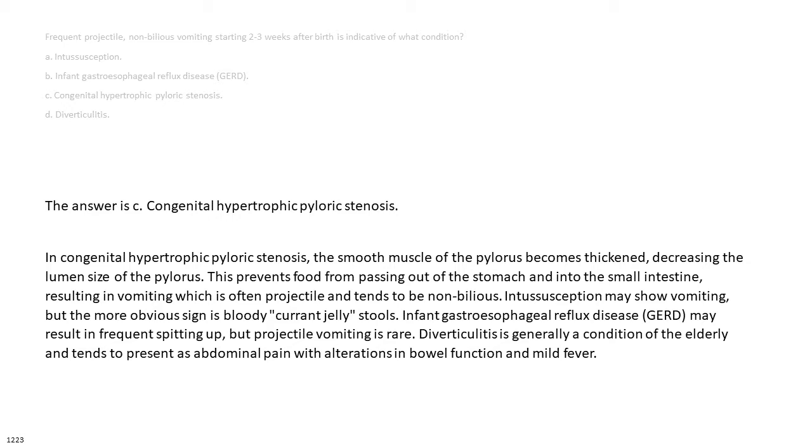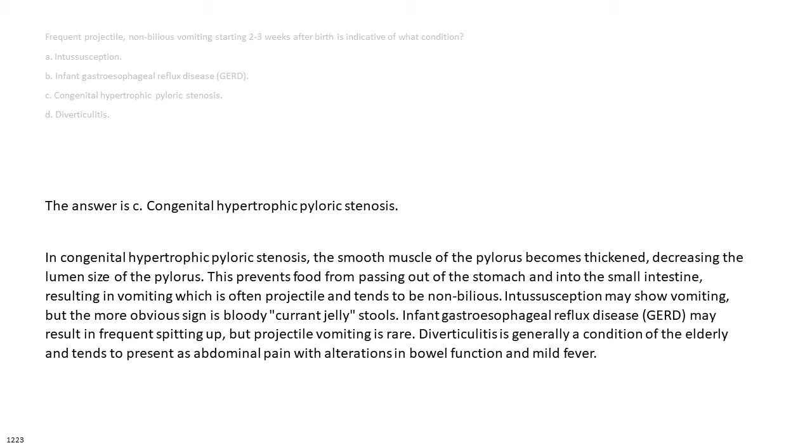In congenital hypertrophic pyloric stenosis, the smooth muscle of the pylorus becomes thickened, decreasing the lumen size of the pylorus. This prevents food from passing out of the stomach and into the small intestine, resulting in vomiting, which is often projectile and tends to be non-bilious.